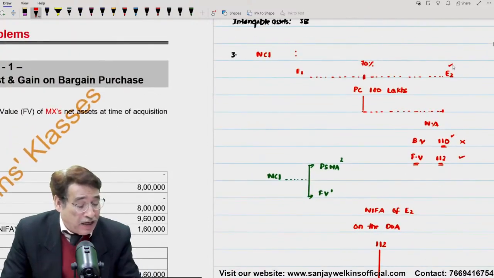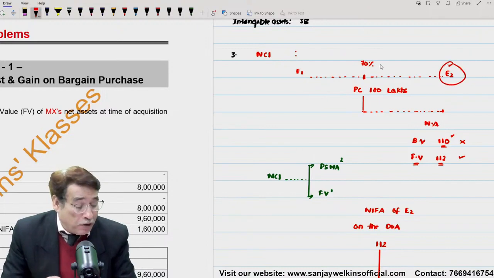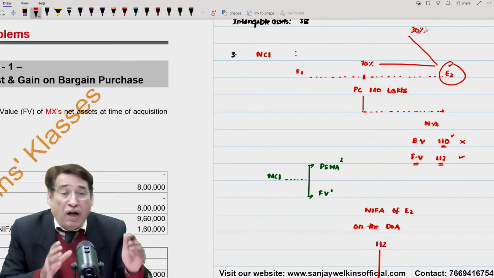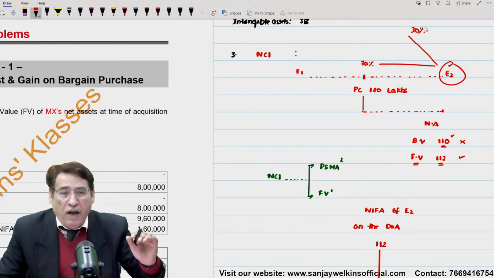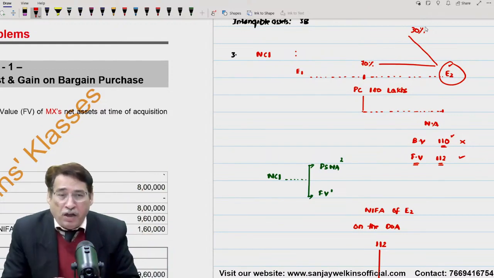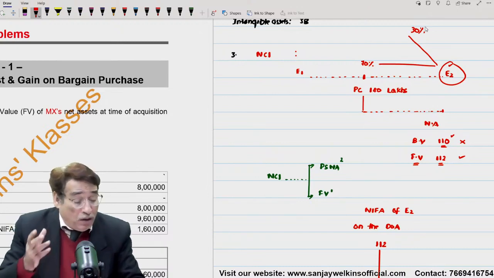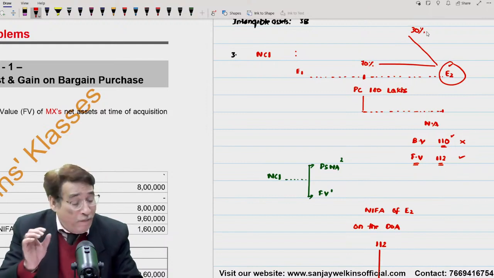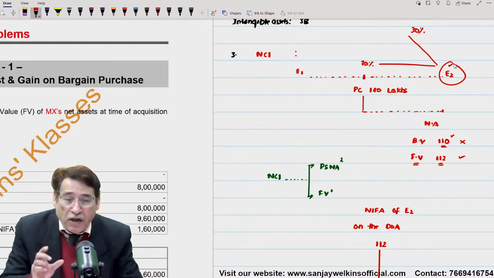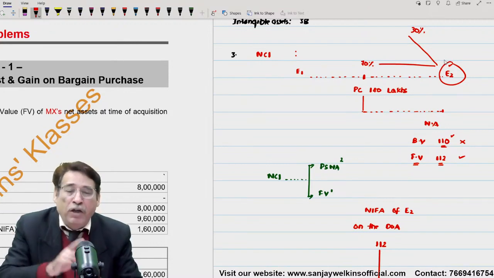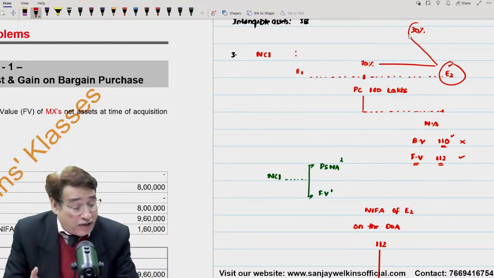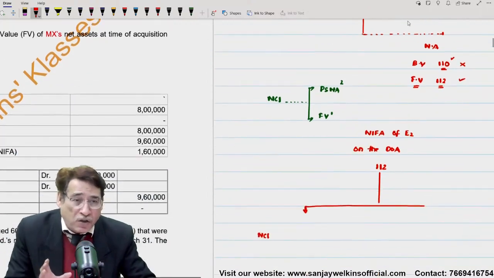See here, when we say NCI, what do we mean by that? Out of the total share capital of E2, we have got 70% share. Quite obviously, it means 30% of the shares are in the hands of the other shareholders, and those other shareholders are known as non-controlling interest holders. Why are they known as non-controlling interest holders? They are shareholders of this entity, so they have some interest in it, but they do not have the control. They have the interest, but they do not have the control. That is why the other shareholders are known as non-controlling interest holders. Is it clear to you?